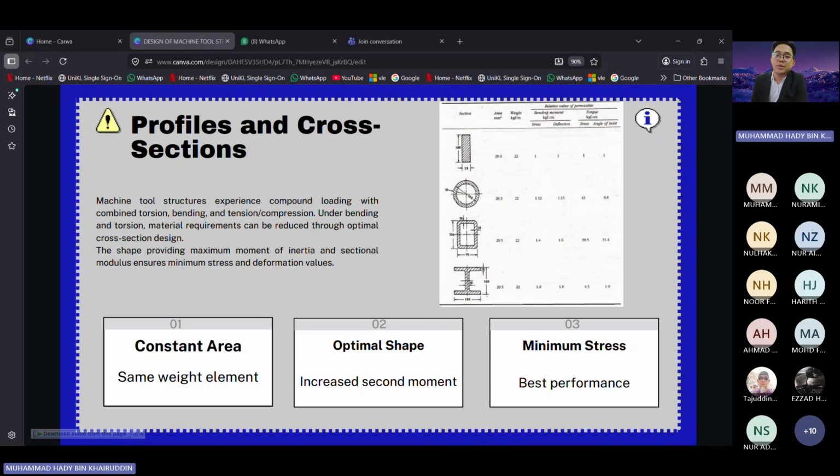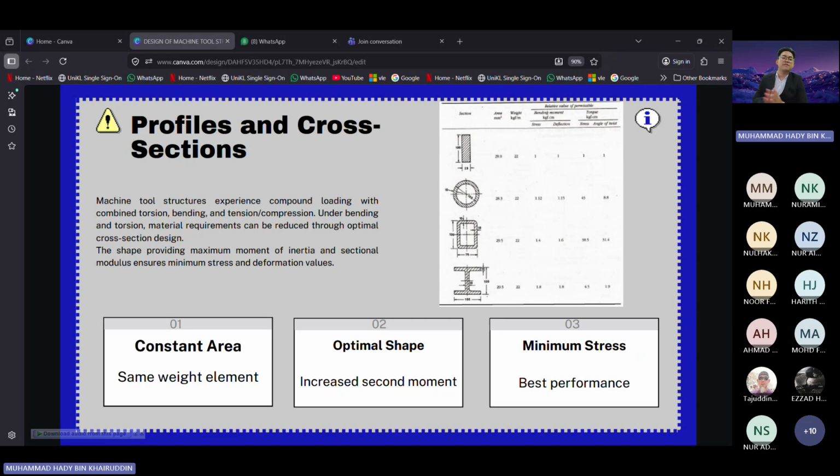We go to the profile cross-section. In a textbook, we often study bending or torsion separately, but in a real machine tool, compound load is our nightmare. Every column and bed is being pulled, pushed, bent, and twisted at the same time. As designers, our challenge is how do we resist all forces without making the machine weigh 50 tons. The secret isn't adding more metal. It's optimal cross-section design.